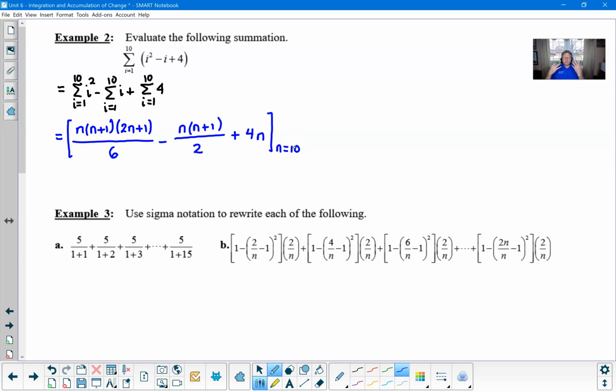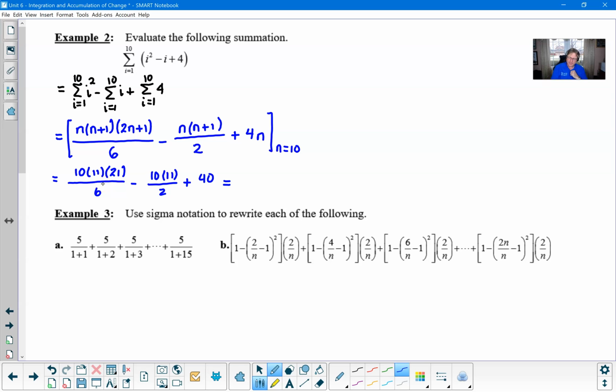So I guess you can just plug 10 in for all of these values of n, and you come up with 10 times 11 times 21, all over 6, minus 10 times 11 all over 2, plus 4 times 10, which is 40. And at this point, you could either reach for a calculator perhaps, but if you're using your TI Inspire or a TI-84, you could have done this from the very get-go. So it's likely that this is not a calculator problem. So you have to kind of bite the bullet, do a little bit of simplifying here.